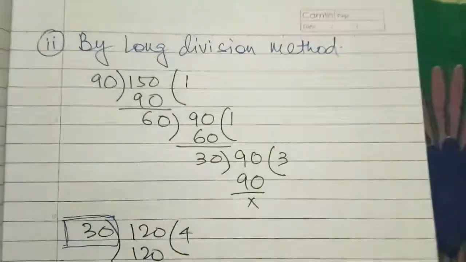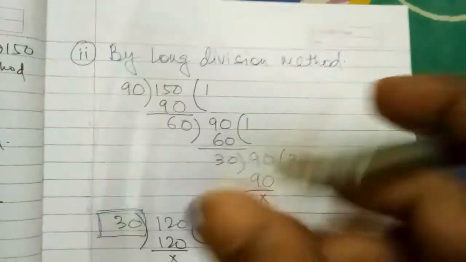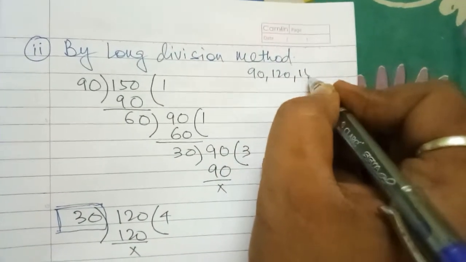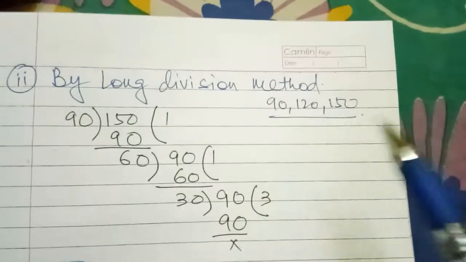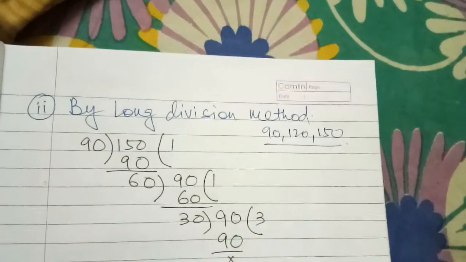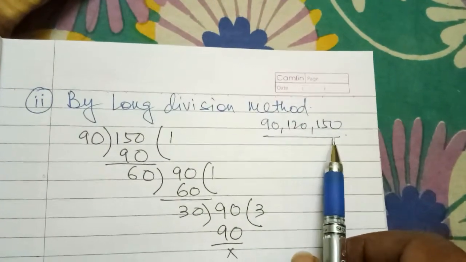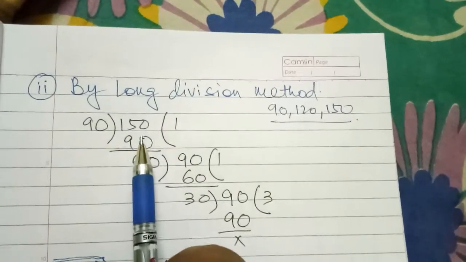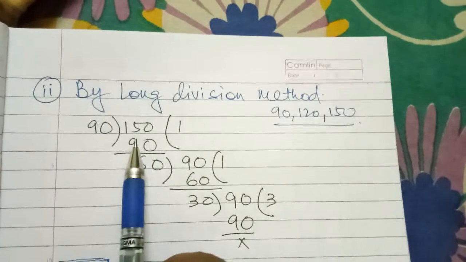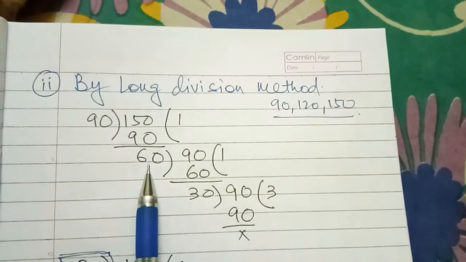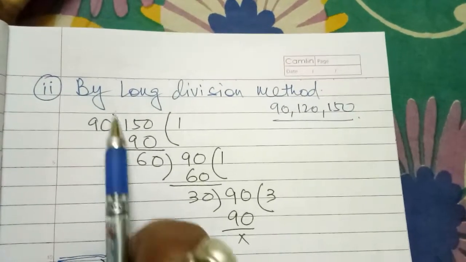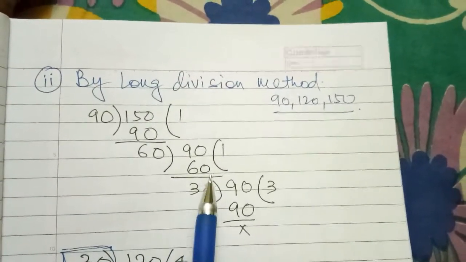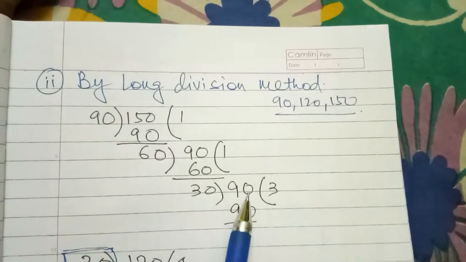Now with the same question, I will do the long division method. The numbers given are 90, 120 and 150. Always take the smaller number and divide it into the larger number. Out of these three numbers, which is the largest? This, 150. Then 150 divided by 90: 1 comes, remainder 60. Then again 90 is divided by 60: 1 comes, and the remainder is 30.